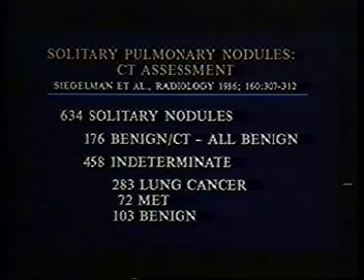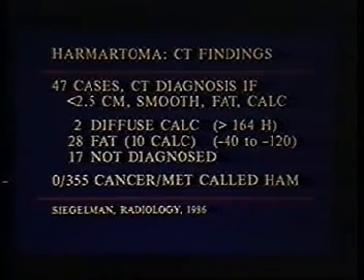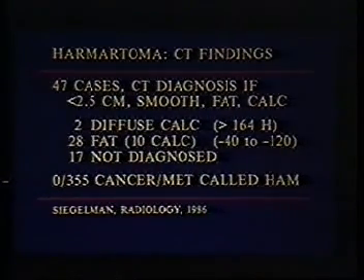Now, in addition to looking for calcification on thin collimated CT scans in patients with lung nodules, it's also important to look for fat, because you can make a rather specific diagnosis of hamartoma if you see that a lung nodule contains significant fat. Stan also reported a series of patients with hamartoma diagnosed using CT, and he had 47 cases that he reported. He called the lesion a hamartoma if it was less than 2.5 centimeters, was smooth, and contained either fat or calcification, or a combination of fat and calcification.